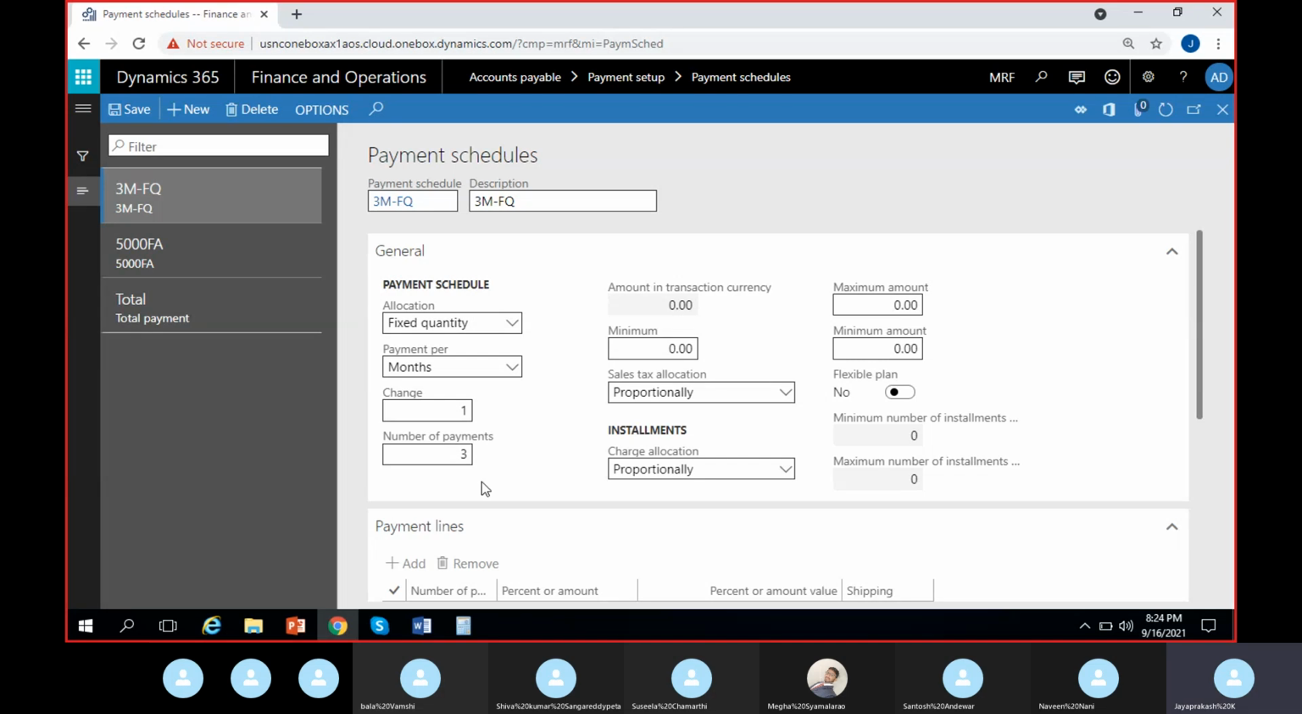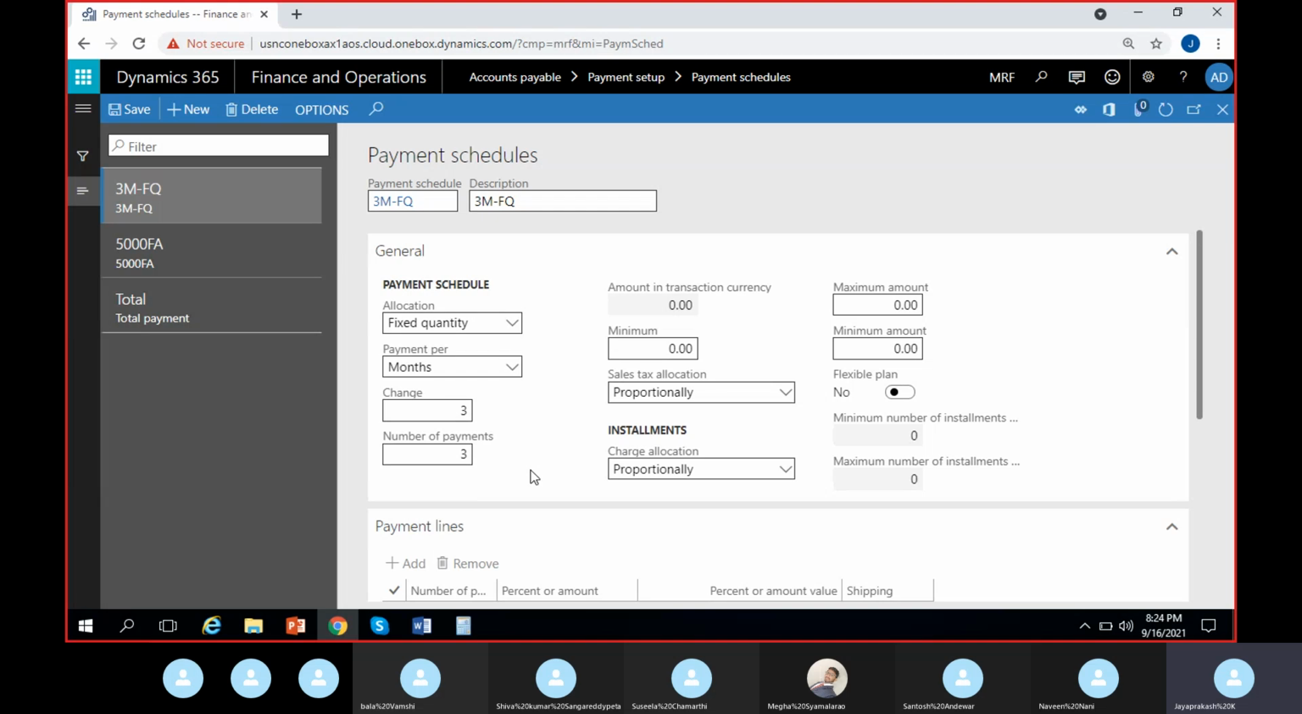So this is one way. Then you can also pay it every 2 months. Suppose you select months and 2, then every 2 months you will pay, and you have to wait 6 months. For every 2 months there will be a payment, and you are paying 3 payments. So the payment will not be for 1 month, it will be for every 2 months. Suppose I say every 3 months, that means quarterly I'll pay a payment. For 3 quarters I'll pay that payment.